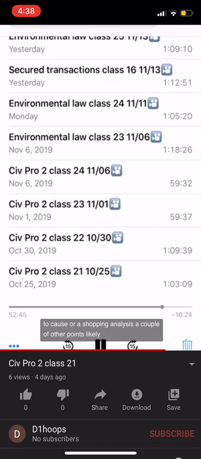A couple of other points. Likely to cause forum shopping, it doesn't matter whether the party would prefer federal or state law. It might be that the federal rule is more favorable. It might be the state rule is more favorable. It doesn't matter whether the party would prefer one over the other, as long as they would have a preference.